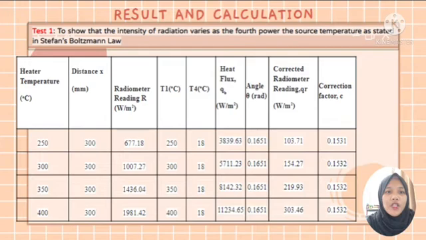Next is the calculation of the angle, where the angle is r multiplied by 50 over distance x. Then, the corrected radiometer reading QR can be obtained by multiplying the heat flux with sine to the power of 2 times the angle. Lastly, the correction factor C is obtained by dividing the corrected radiometer reading QR by the radiometer reading R. The table shown tabulates all the data of calculation for test 1.